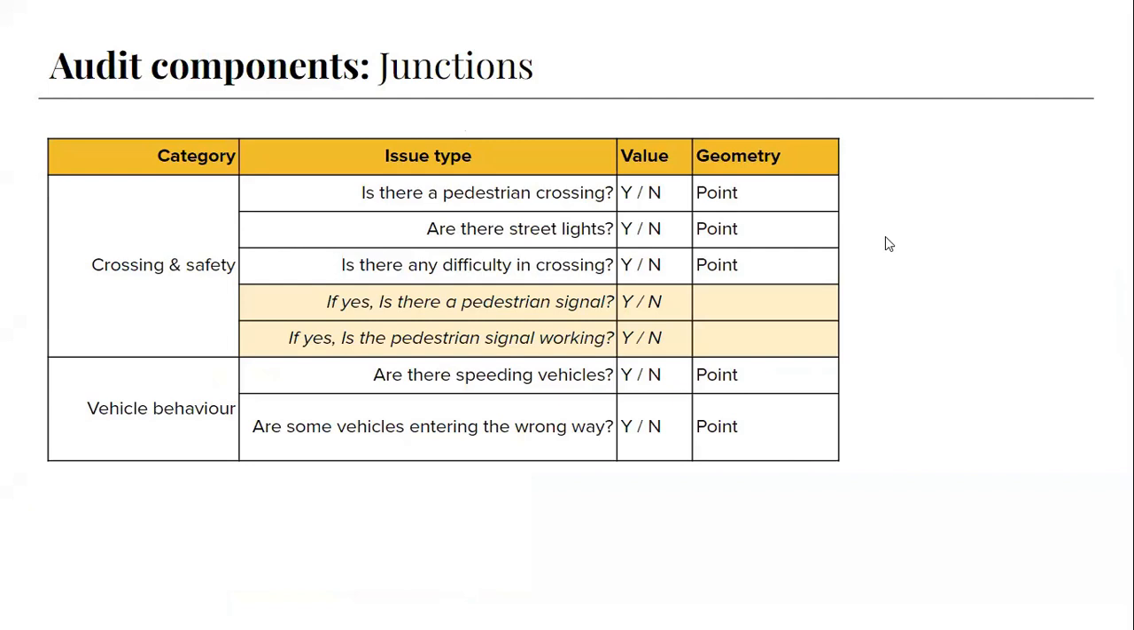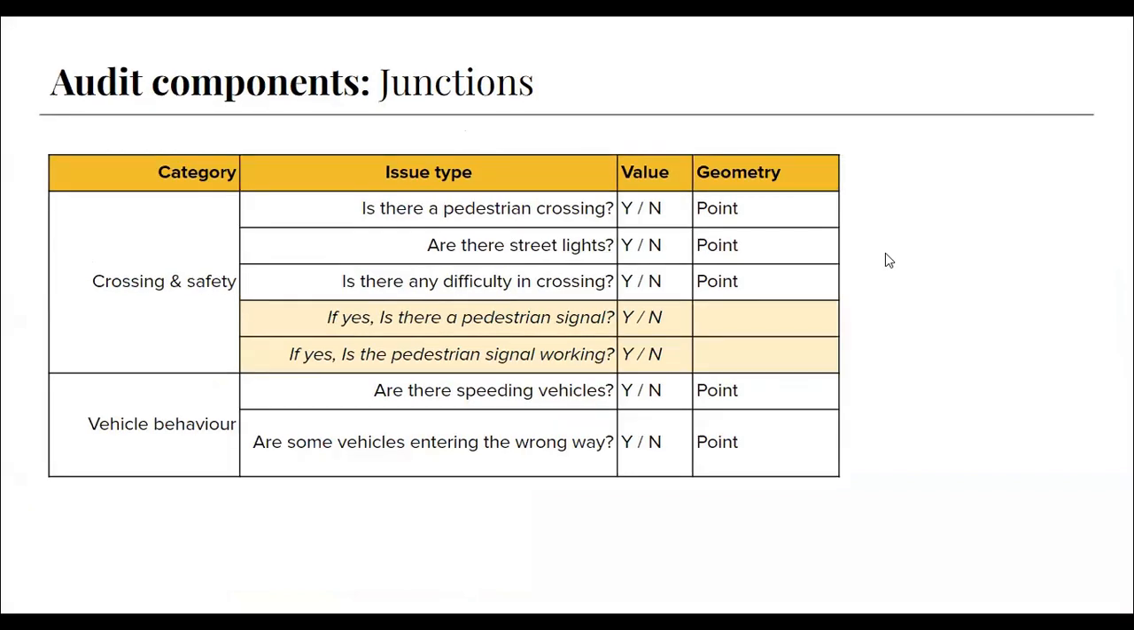Next is the junctions. So junctions are very simple things. We are looking at junctions not from traffic, but completely from the perspective of a pedestrian who's going to be cutting across to get to the other point. So two main things affect this: the crossing and safety, and vehicle behavior.